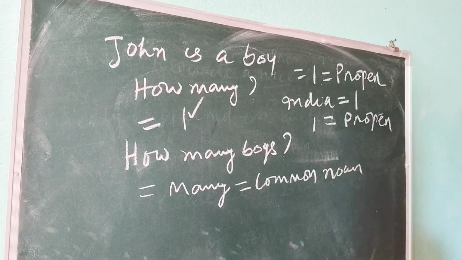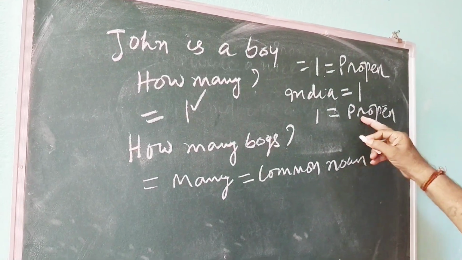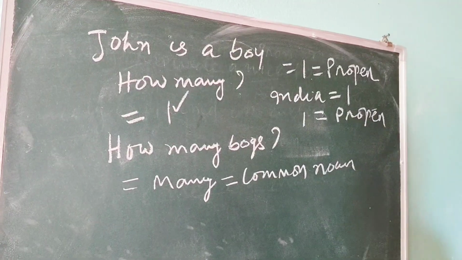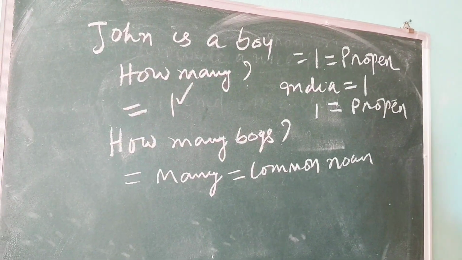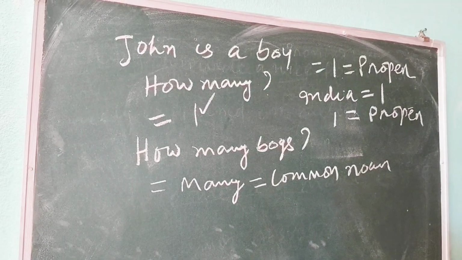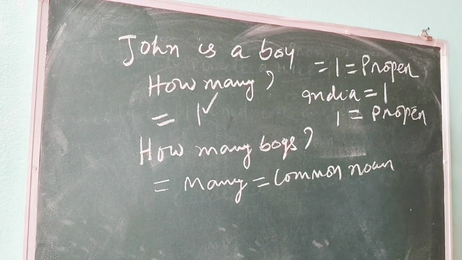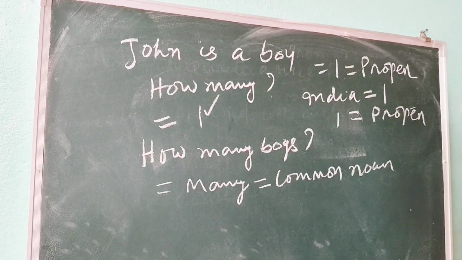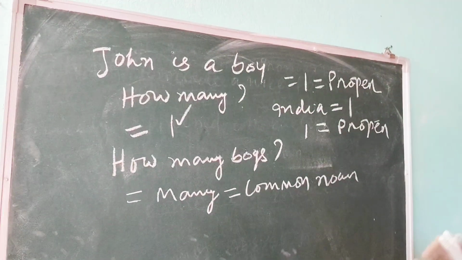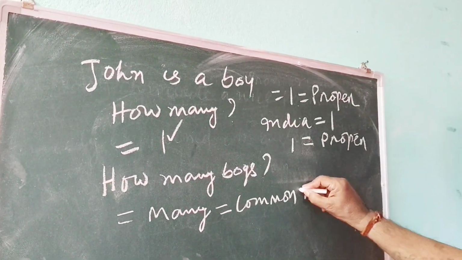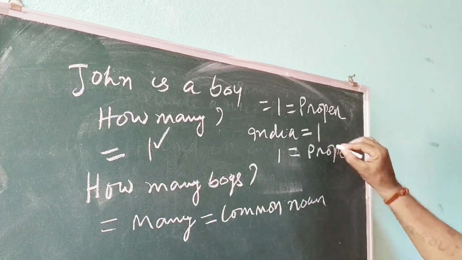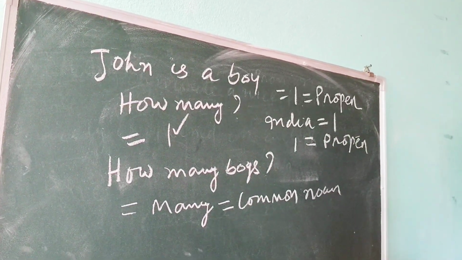India is a country. How many Indias? One, so it is a proper noun. How many cities are there in Odisha? Many. So how many Cuttacks? One. So Cuttack is a proper noun. How many Bhubaneswars? One. So how many towns, how many cities, how many boys? When many is there, it is supposed to be a common noun. When one is there, that is called your proper noun. So this is the basic difference.